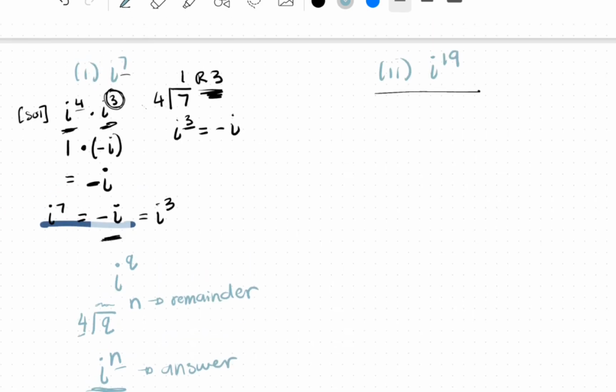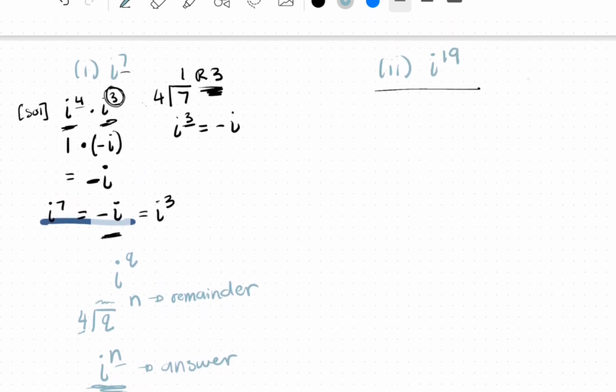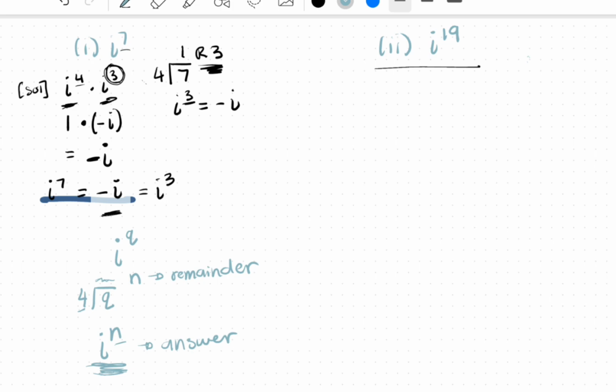Now let's try it over here. It may seem a little confusing, but I promise, it's not that hard. Let's apply this formula over here. So that's basically saying that we first need to divide this 19 by 4. 19 divided by 4, that's 4, with the remainder of 3. Now we do i to the power of that remainder. The remainder here is 3, so i to the power of 3 is negative i. So this too, i to the power of 19 is also equal to negative i.